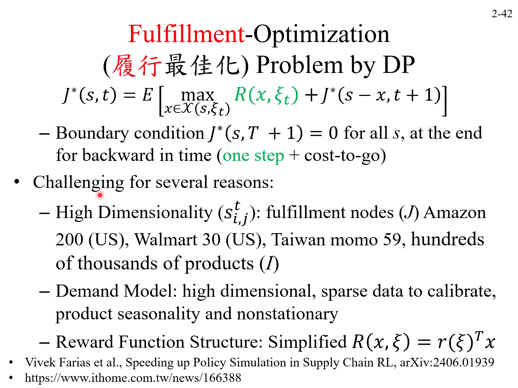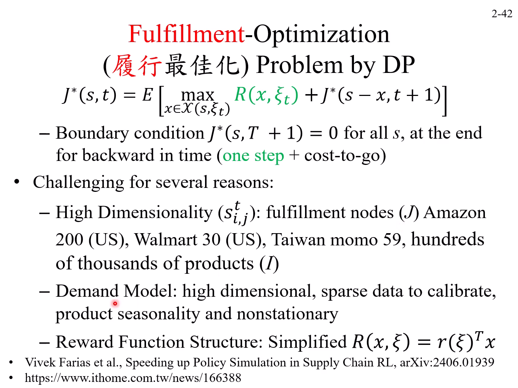So there are several challenges to solve this problem. The first one is high dimensionality. For example, Amazon has over 200 nodes, and Walmart has 30. This is the information here. And for the largest Taiwan e-commerce company, called Momo, which has 59, and you have hundreds of thousands of products. So I and J are big, okay?